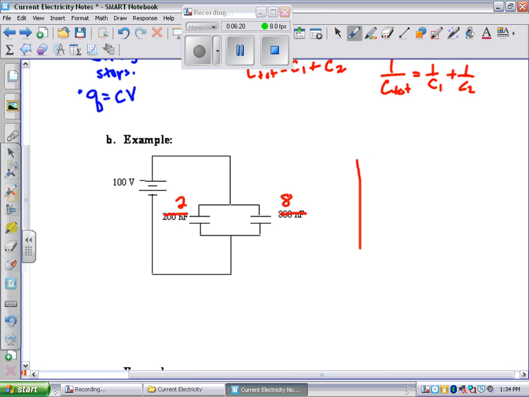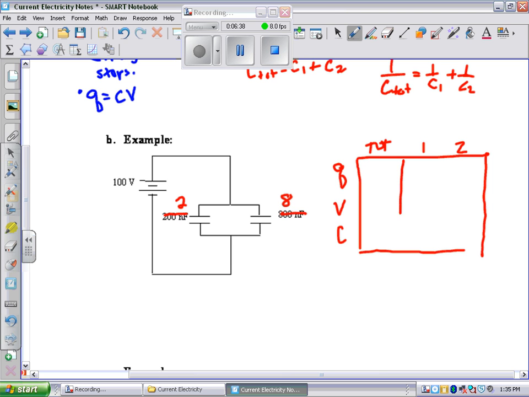So I'm going to treat it like I was doing resistors. When I have resistors in parallel, I do a chart. I'm going to do the same thing, except on this side, I'm going to have Q, V, and C, and total, 1, and 2, because our rule is not V equals IR, it's Q equals C times V.